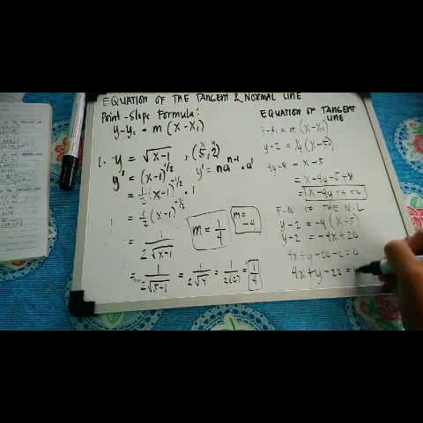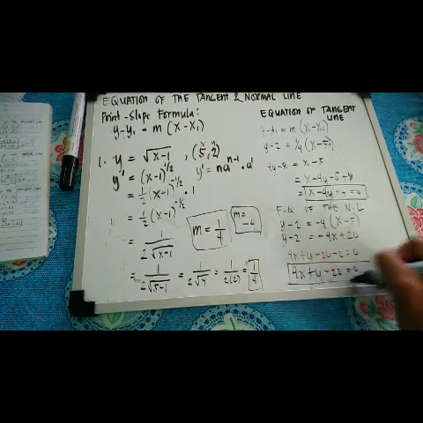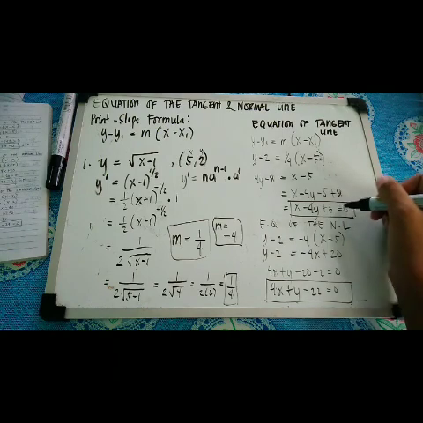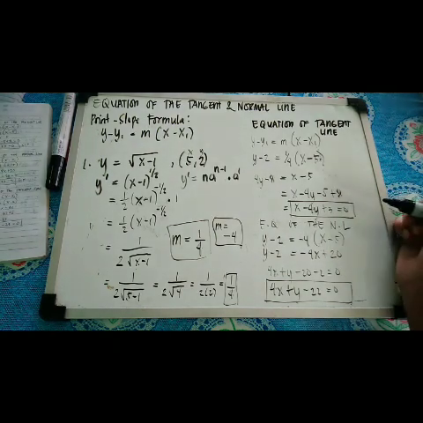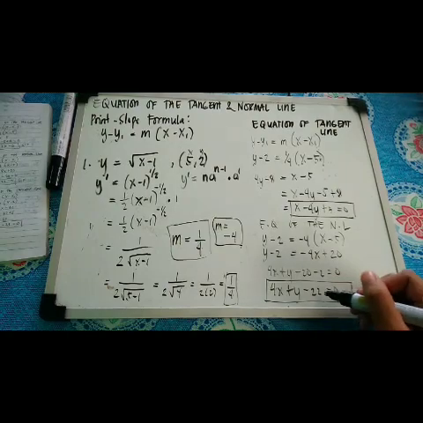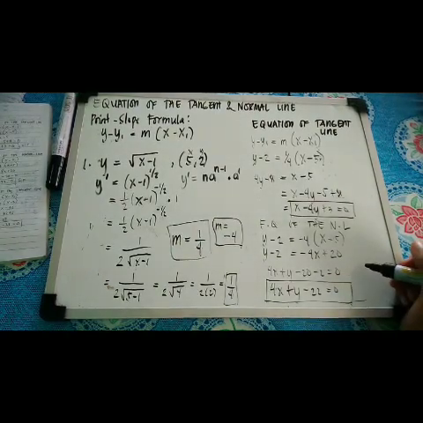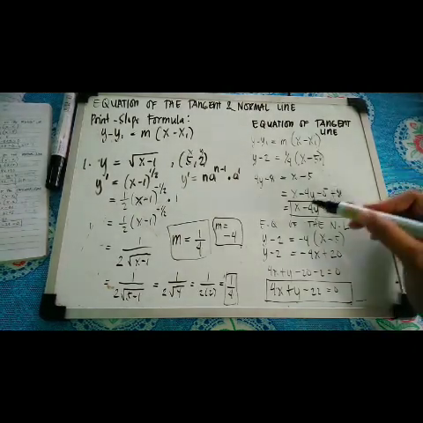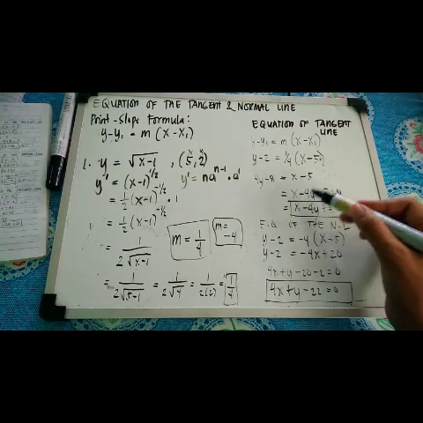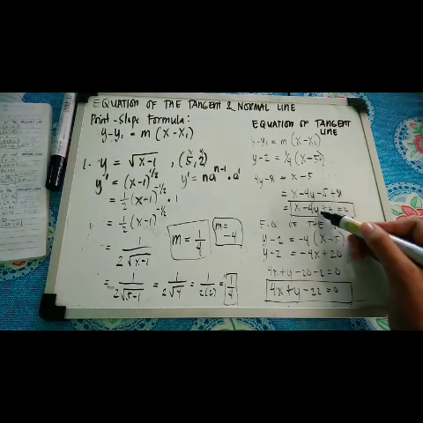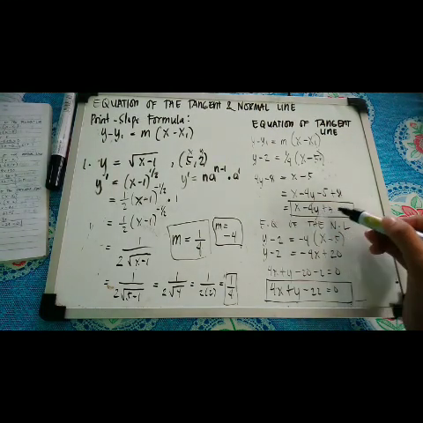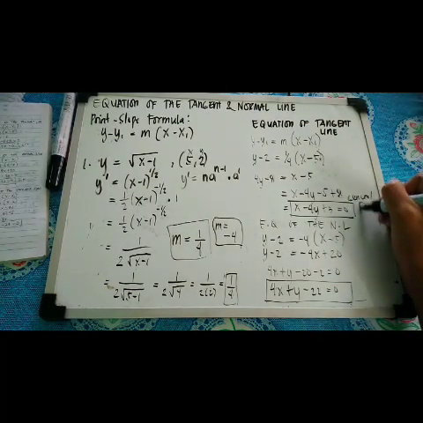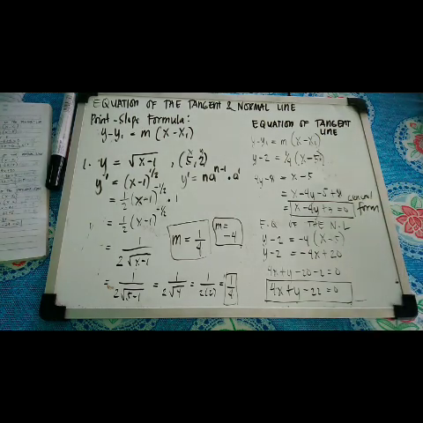Therefore, the equation of the tangent line is x minus 4y plus 3 is equal to 0. And the equation of the normal line is 4x plus y minus 22 is equal to 0. You need to follow the general form: input the x term first, then the y term, then the constant, as in negative 4y plus 3. So, that's all. Thank you.